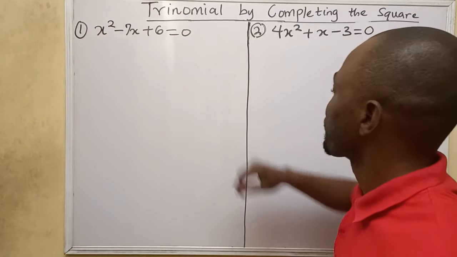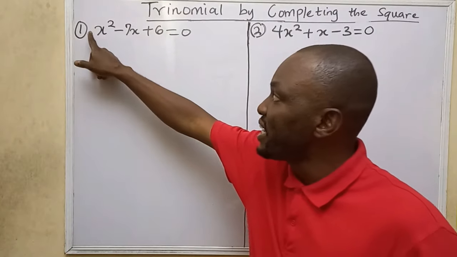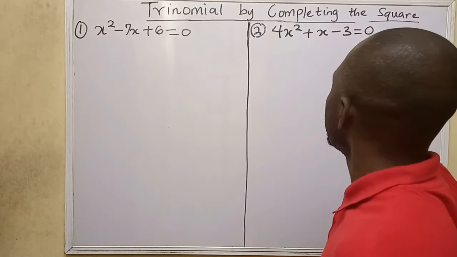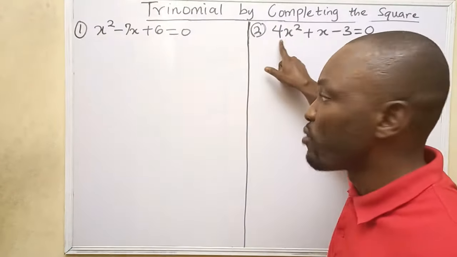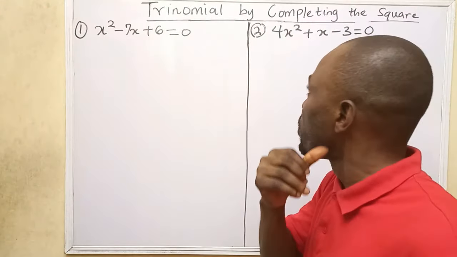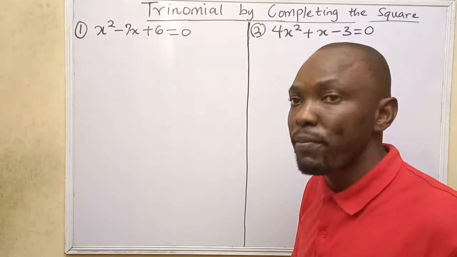Now, if you look at the two problems we have on the board, they are both trinomials because they have three terms. The first one has a leading coefficient of 1. The second trinomial has a leading coefficient of 4. Now, we want to solve by the method of completing the square.